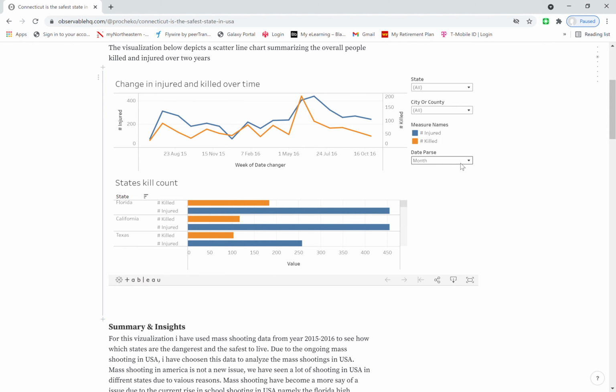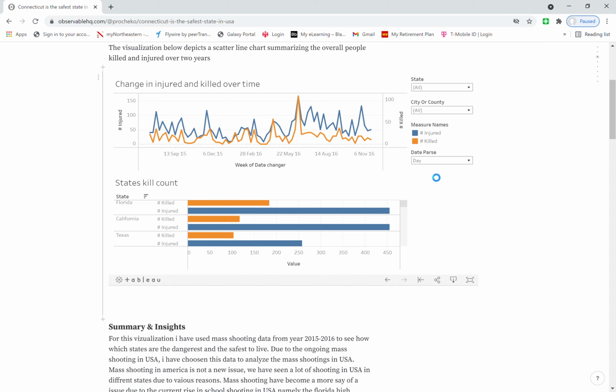I've used date parse to do day, quarter, year, and week. So if we do by day, we can see how the trend changes in the graph. We see that there are a couple of spikes over a period of a year. There are spikes during August, and then September, then again in November, then March, then the highest one in June when the Parkland shooting happened, and then we see people getting injured and less getting killed.